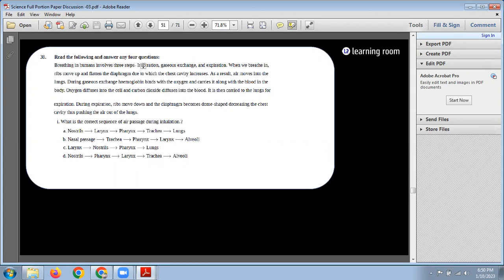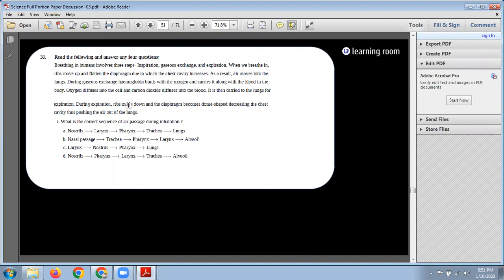Breathing involves three steps: inspiration, gas exchange, and expiration. When we breathe in, the ribs move up and the diaphragm flattens, so the chest cavity increases. As a result, air moves into the lungs. During gaseous exchange, hemoglobin binds with oxygen and it is carried in the blood to the body. Oxygen diffuses to the cells, and after utilization of the oxygen, cells release carbon dioxide. That carbon dioxide is carried to the lungs. During expiration, the ribs move down and the dome-shaped diaphragm returns, the volume of the lungs decreases, and the air is expelled out.